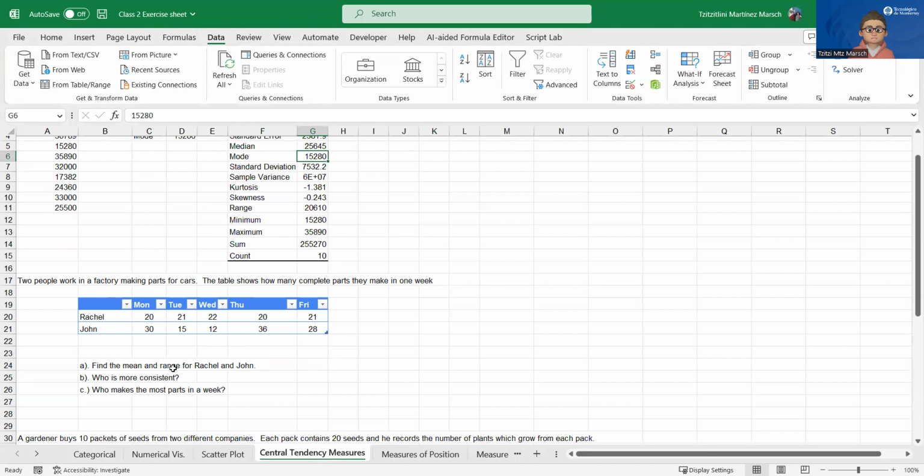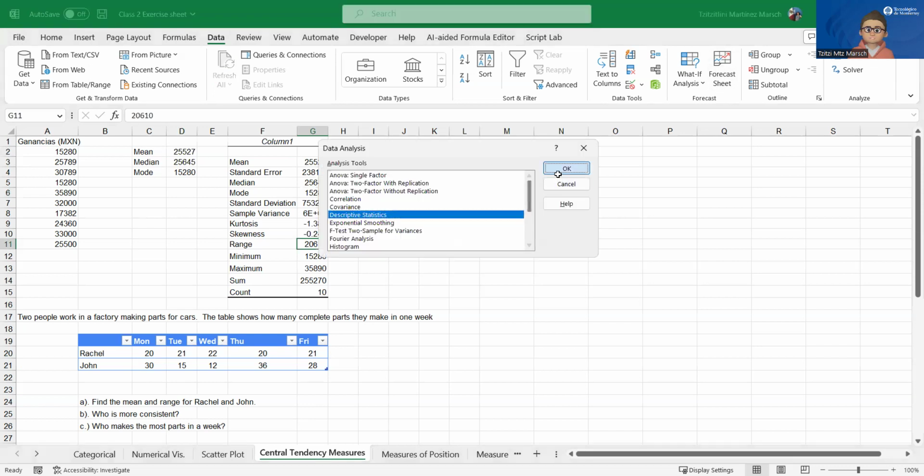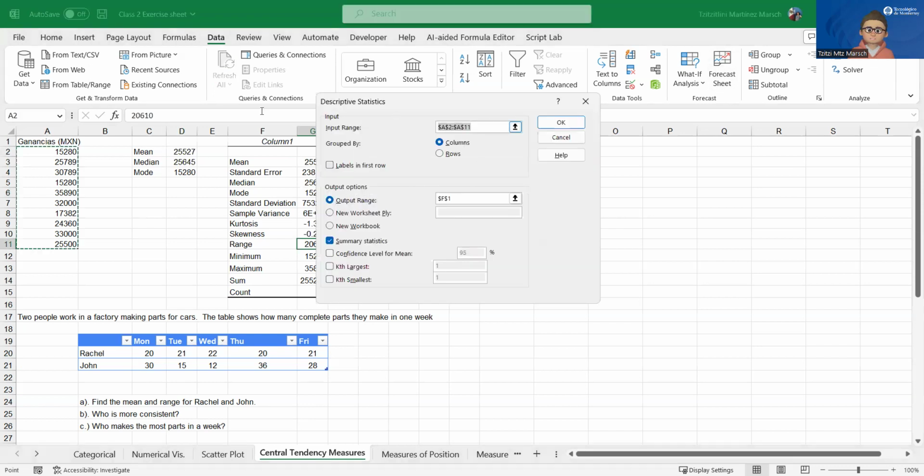So it says find the mean and the range. The range has to do with how far apart our data is. It's this number in particular. So let's go and just do our data analysis on this. Our descriptive statistics, just so we have it. This is for Rachel. Okay, our first worker is Rachel. And we'll put Rachel, I'm going to put it right here.